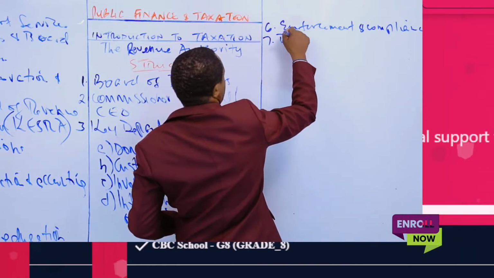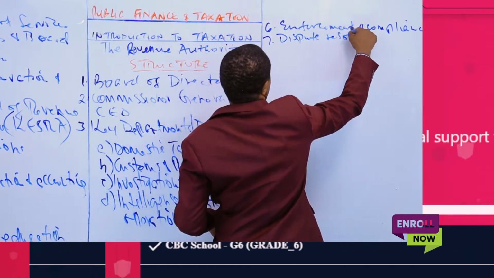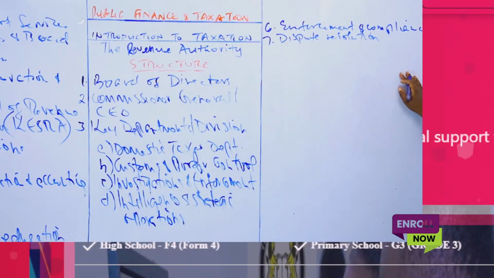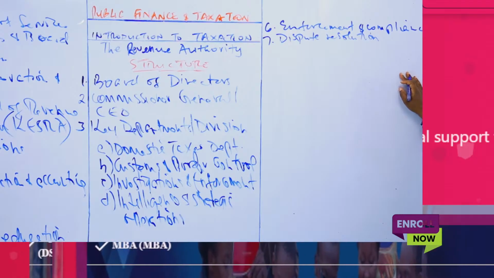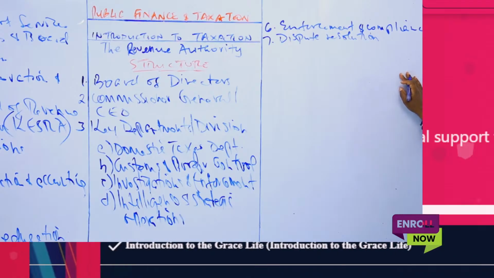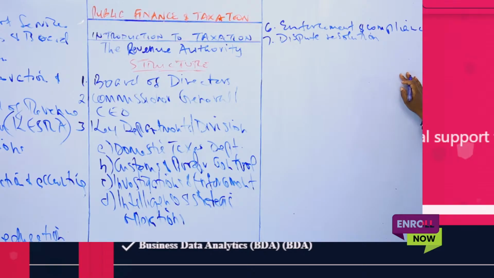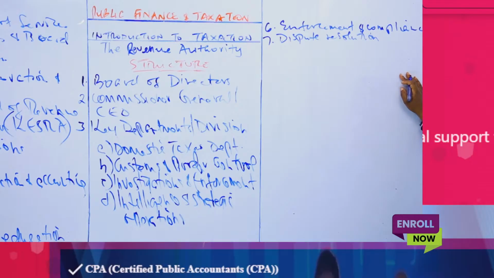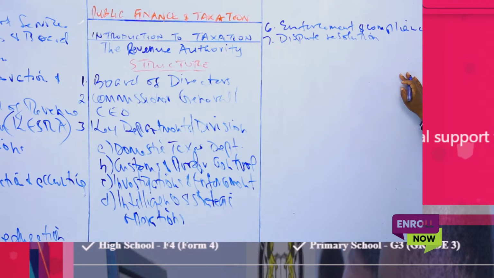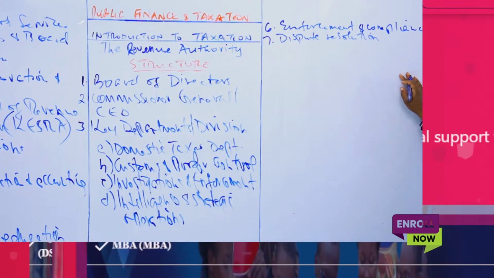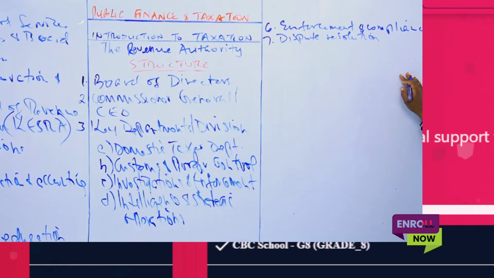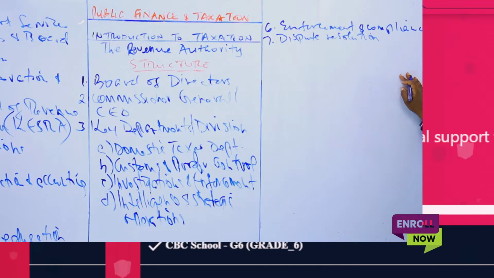7, dispute resolution. Dispute resolution is the 7th function of the Kenya Revenue Authority. It provides mechanisms for resolving tax disputes, including alternative dispute resolution processes and so on. So that is yet another role.